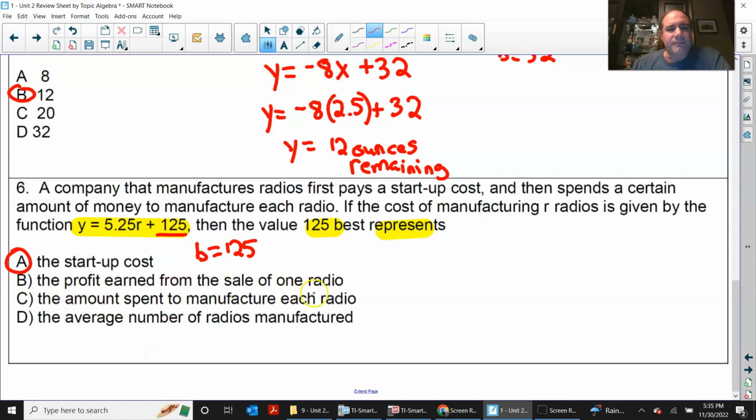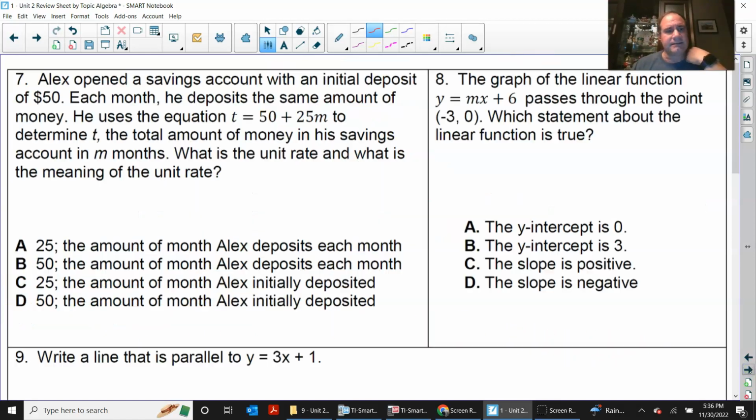The profit earned from the sale of one radio? No, that has nothing to do with the profit of one radio. The amount spent to manufacture each radio? No. First pays a startup cost. That's the startup cost. Then spends a certain amount of money to manufacture each radio. That's this. The average number of radios manufactured? No. So A is your answer, and that is that.